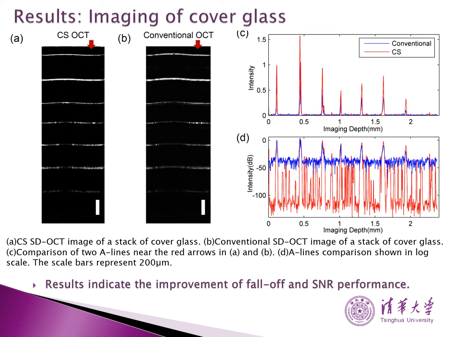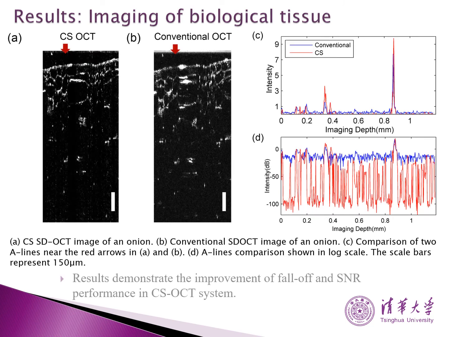The results of imaging a cover glass also indicate the improvement of fall-off and signal-to-noise ratio performance with our new smart CCD camera. For imaging of biological tissues, the compressed sensing OCT system with the new smart CCD camera has deeper imaging depth and higher signal-to-noise ratio.